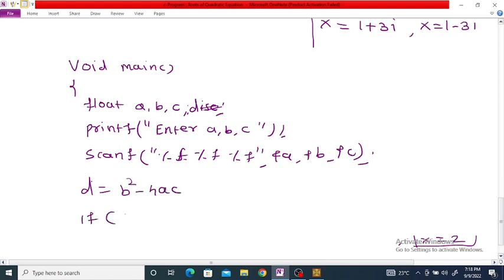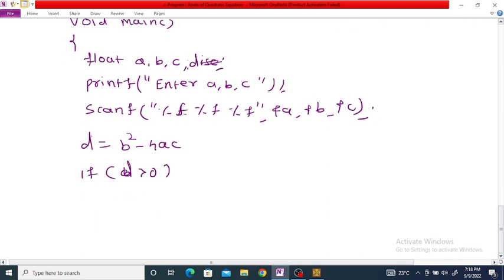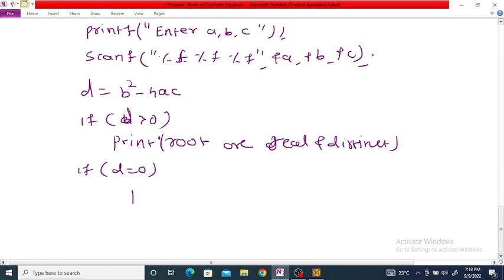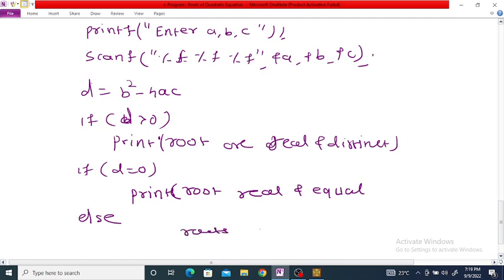Now if d is greater than 0, then we are going to print the roots are real and distinct, and if d is equal to 0, then print roots are real and equal, else we are going to print roots are complex.